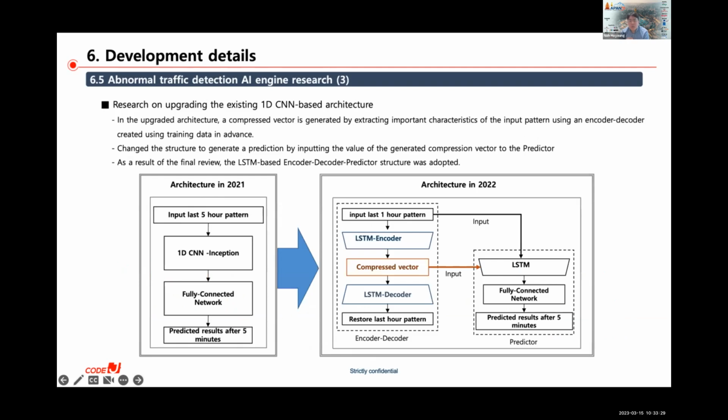Since then, what we have done is improve the baseline 1D CNN-based architecture. Using the encoder and decoder created from the learning data, a compression vector extracting important characteristics of the input pattern was generated, and the value of the compression vector was input into the predictor to generate predictions. Therefore, we selected the final LSTM-based encoder-decoder predictor structure.